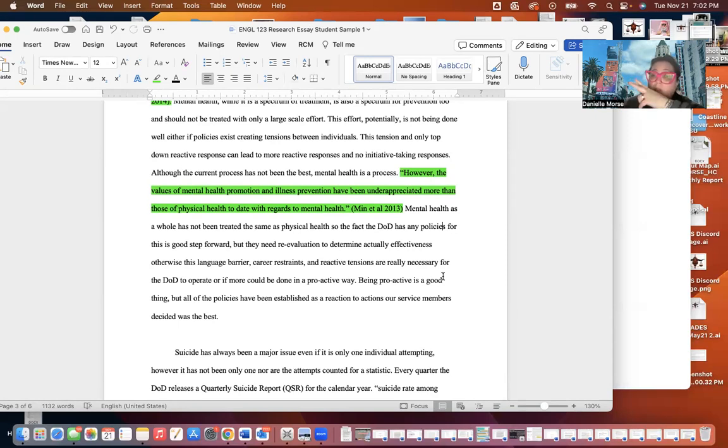But they need, again, they're doing some good things and then some ineffective things. So the fact that the DoD has any policies is great, but they need reevaluation to determine actual effectiveness. Otherwise, the language barrier, career restraints, and reactive tensions are really necessary for the DoD to operate, or if more could be done in a proactive way. They're losing me at the end, in the latter half there. But again, we're seeing some, like, not complaint, but this is the argument.